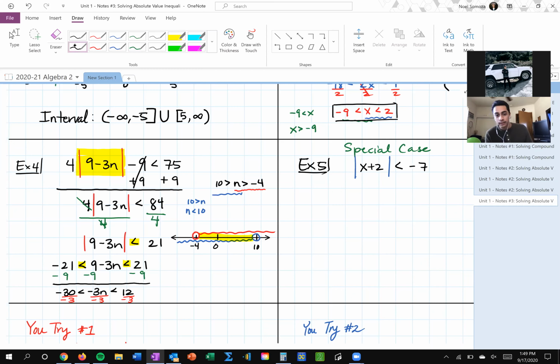So from there, the interval is pretty simple. What's the starting point of the solution area? It's negative 4. The ending point of the solution area is 10. Because we have open circles at both locations, we have parentheses at both. Okay. All right. Questions on 4?